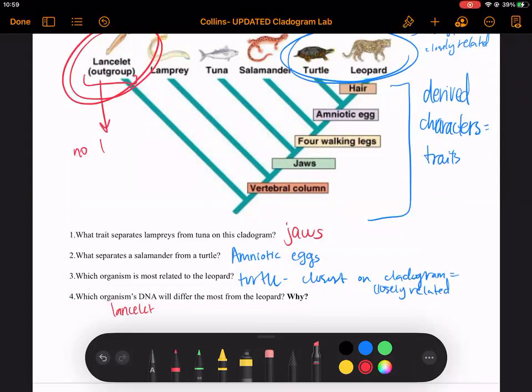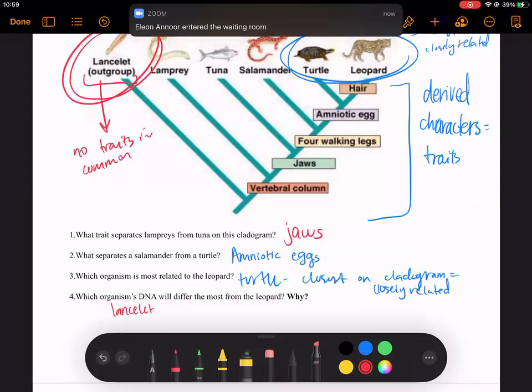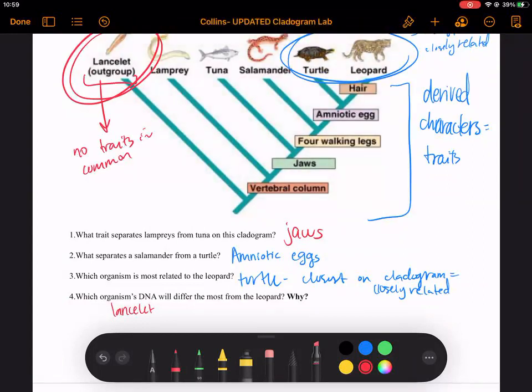Perfect. So Erin described the lancelet as the outgroup, right? And she said that that meant that they have no traits in common. It's kind of separated from the rest of these organisms because it doesn't have any of these derived characters or traits. So it doesn't have any traits in common with the leopard. It's the farthest apart on that cladogram.